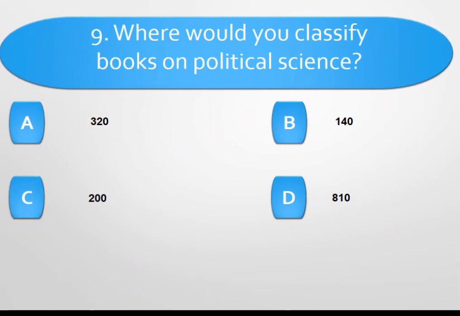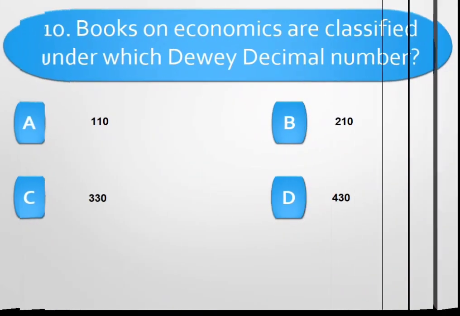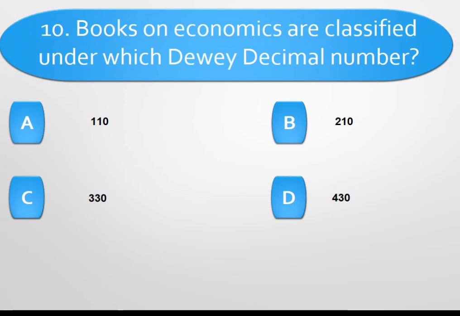And where would you classify books on political science? Political science means 320, the right answer. Books on economics are classified under the DDC number, C is the right answer.